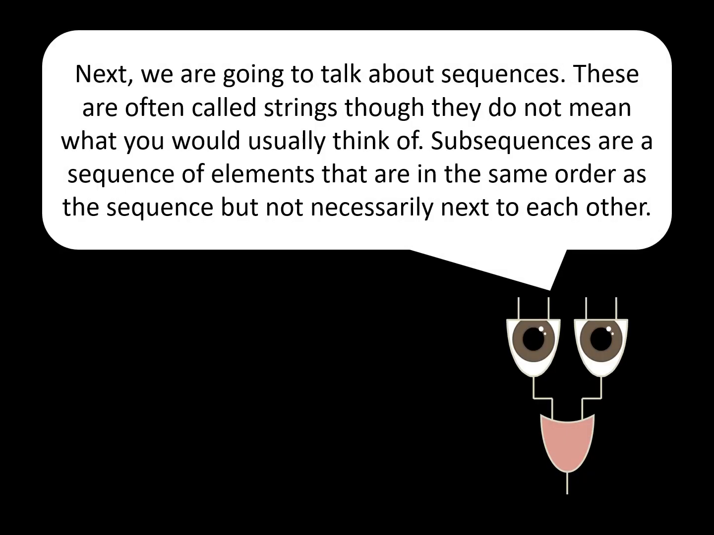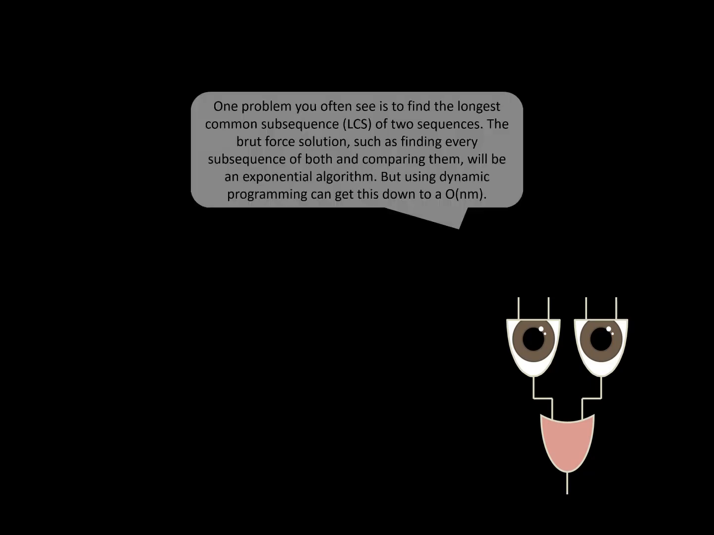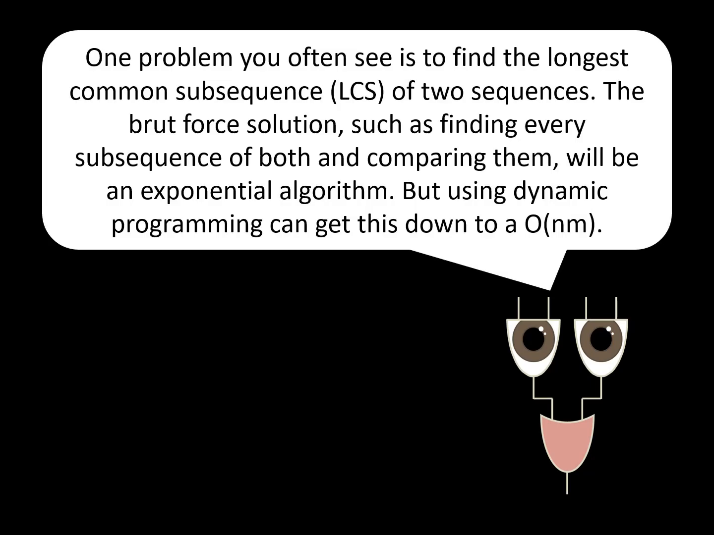Next, we are going to talk about sequences. These often are called strings, though they do not mean what you would usually think of. Subsequences are a sequence of elements that are in the same order as the sequence, but not necessarily next to each other. One problem you often see is to find the longest common subsequence, LCS, of two sequences. The brute force solution, such as finding every subsequence of both and comparing them, will be an exponential problem. But using dynamic programming can get this down to an order of nm.